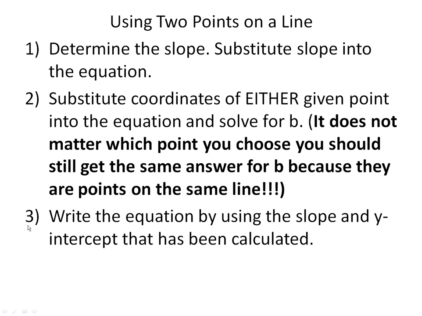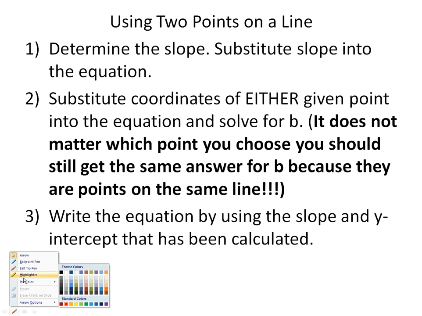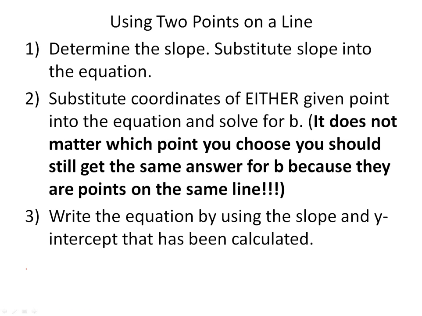Okay, so we're still talking right now about finding the equation of a line. So far we've talked about two ways. It's finding the equation if we know the slope and the y-intercept, and the second way that we've discussed so far is if we know the slope and a point on the line. So now we're going to talk about finding the equation of a line using 2 points on a line.